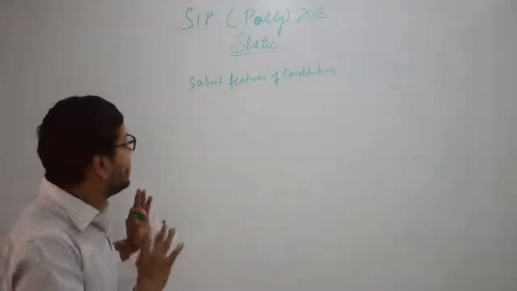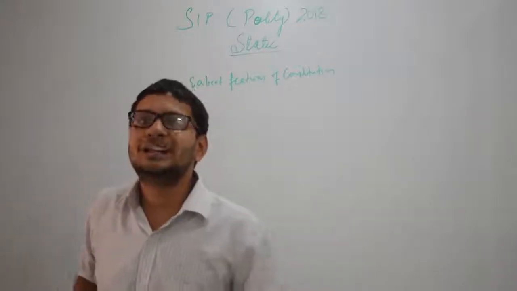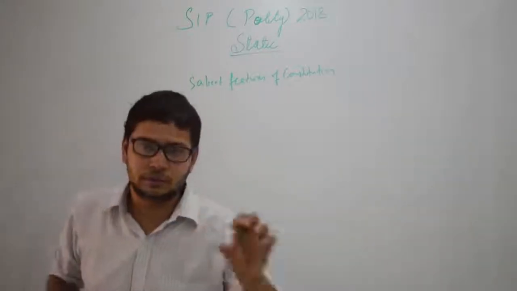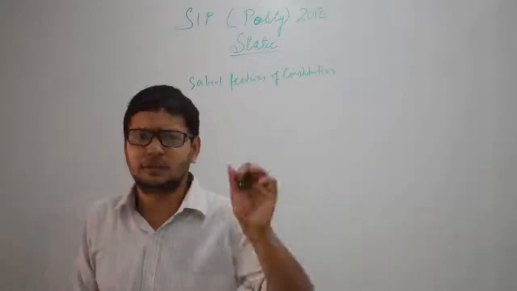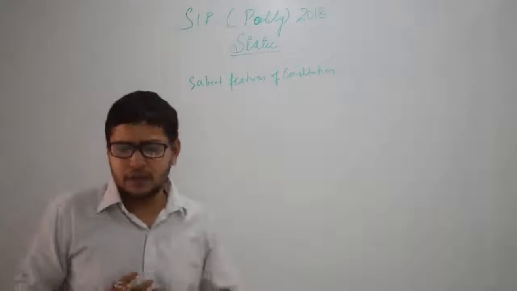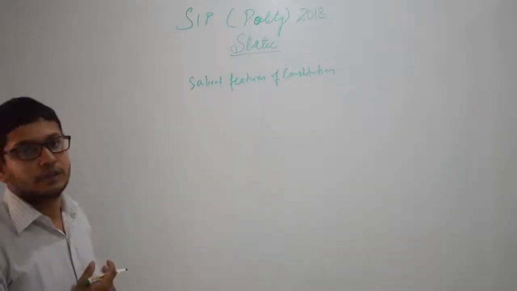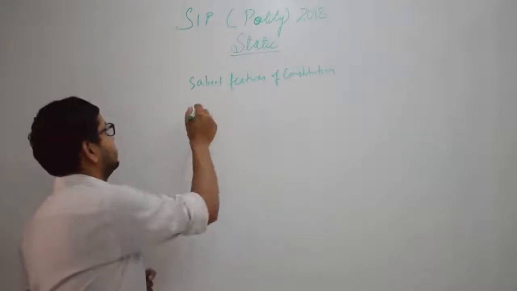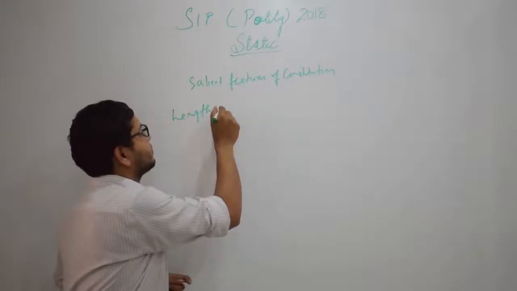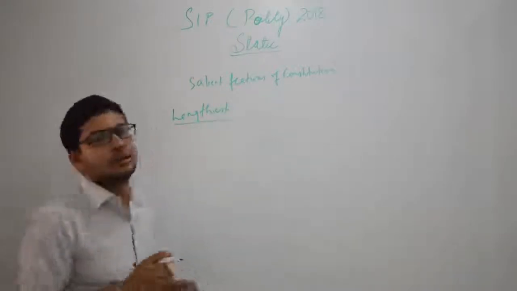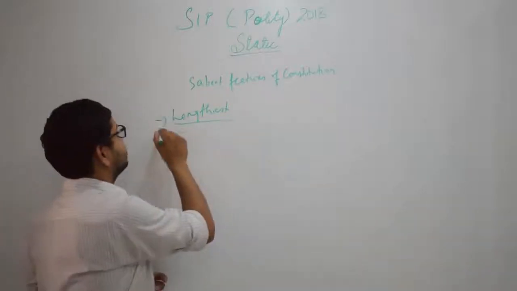So we'll deal with a few salient features which are not given in any other chapter. The rest we'll deal with in the specific chapters, like secularism and citizenship. Some of the important features of the Constitution: first, it is the lengthiest. Second, it is drawn from various sources.